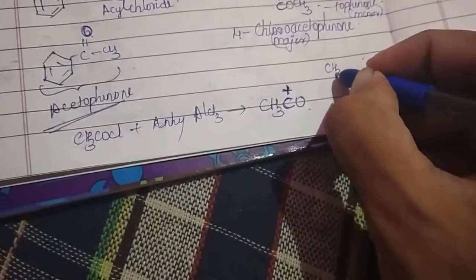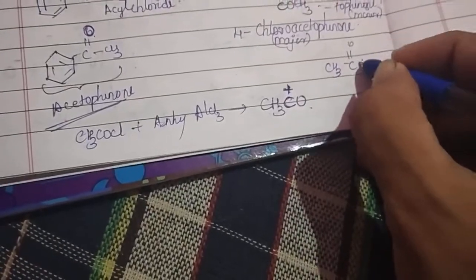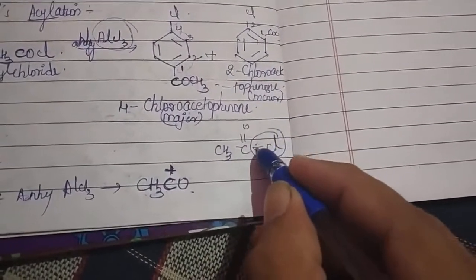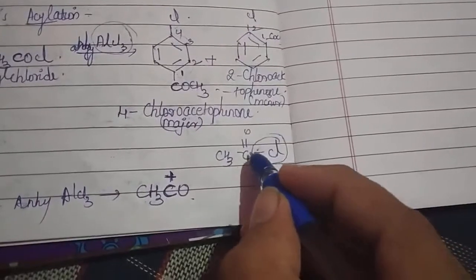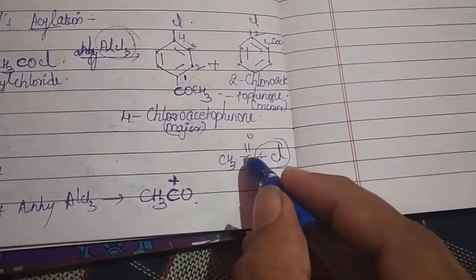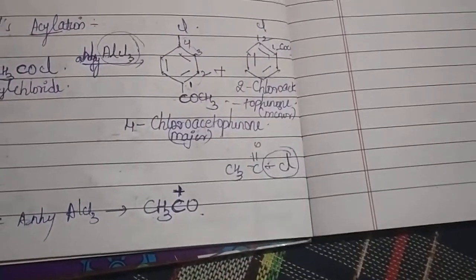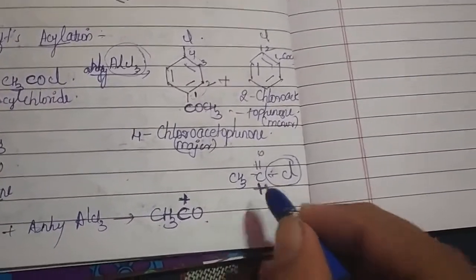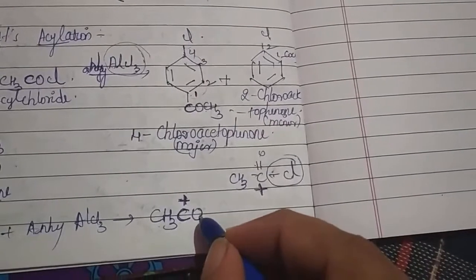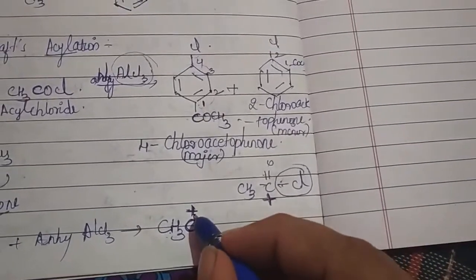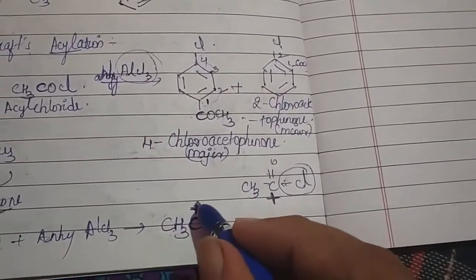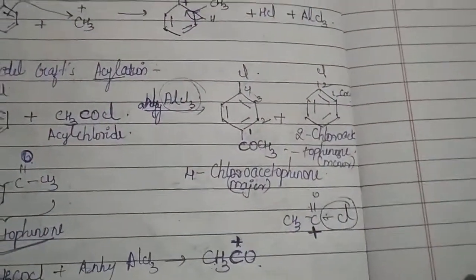Just see, when I am writing my CH3COCl, how will I write it? Yes, in this way. So what my AlCl3 is doing is taking this Cl along with its electrons. So carbon is not being satisfied with tetravalency, so it will have a positive charge. That is the reason the carbon attached to the oxygen and the methyl group will have the positive charge. So now this carbon, which has a positive charge, will bind to our chlorobenzene.